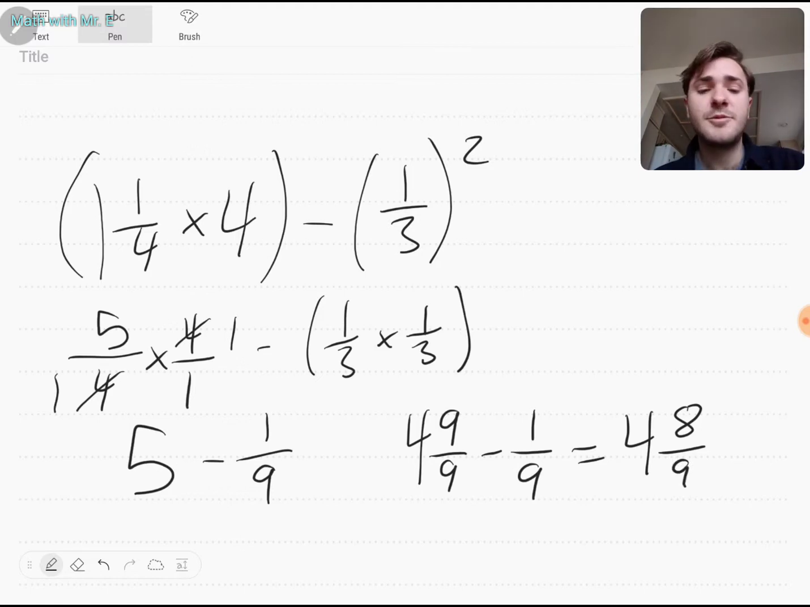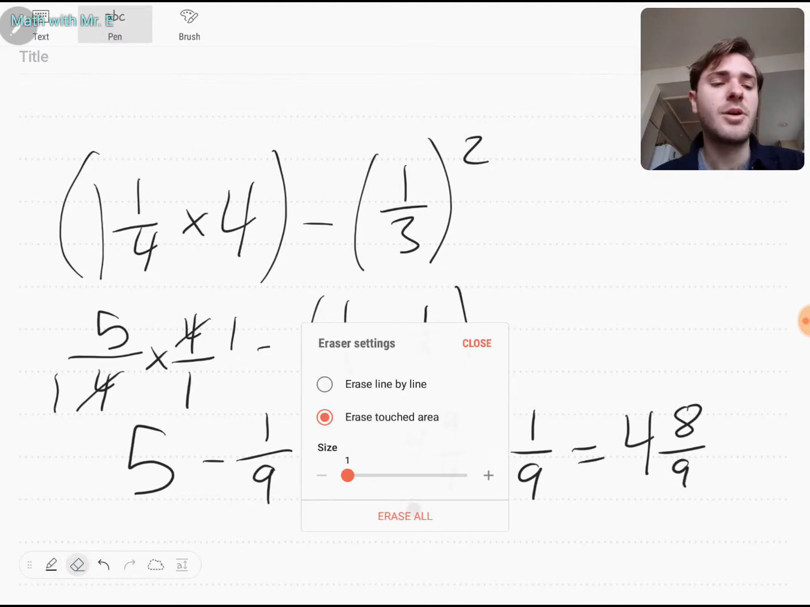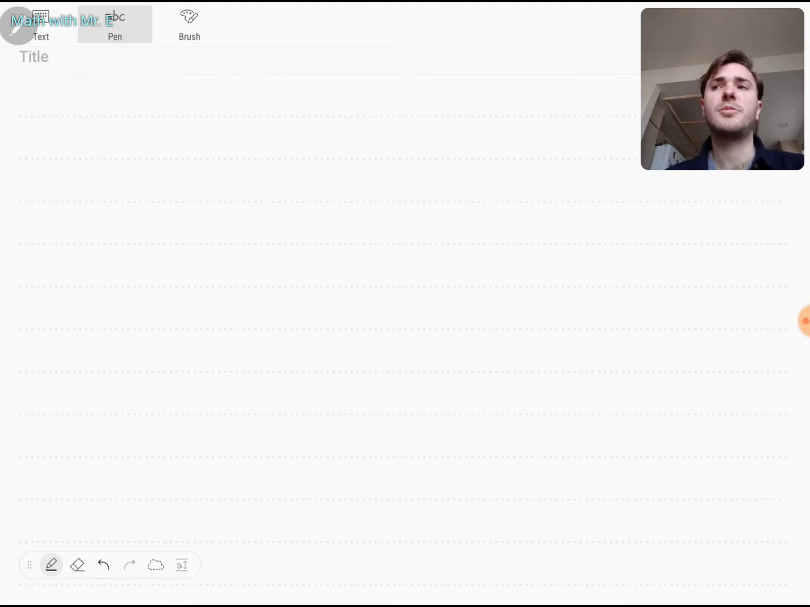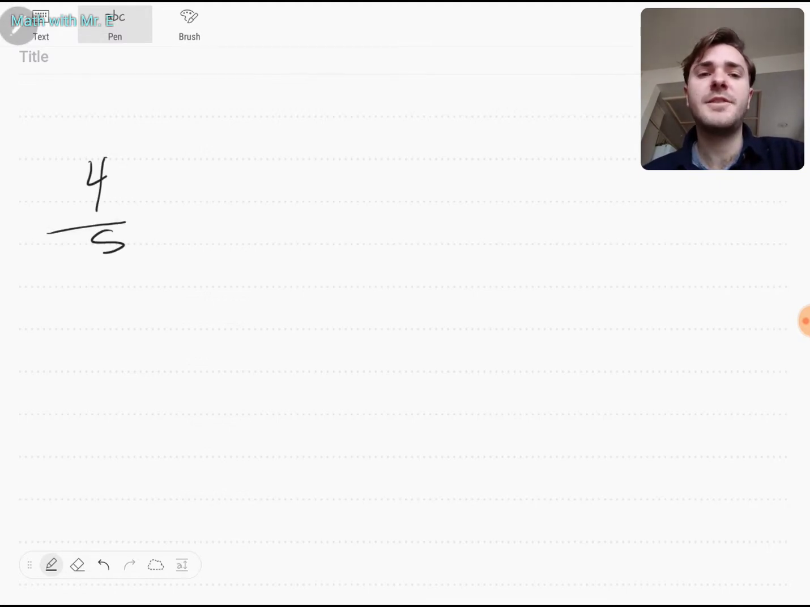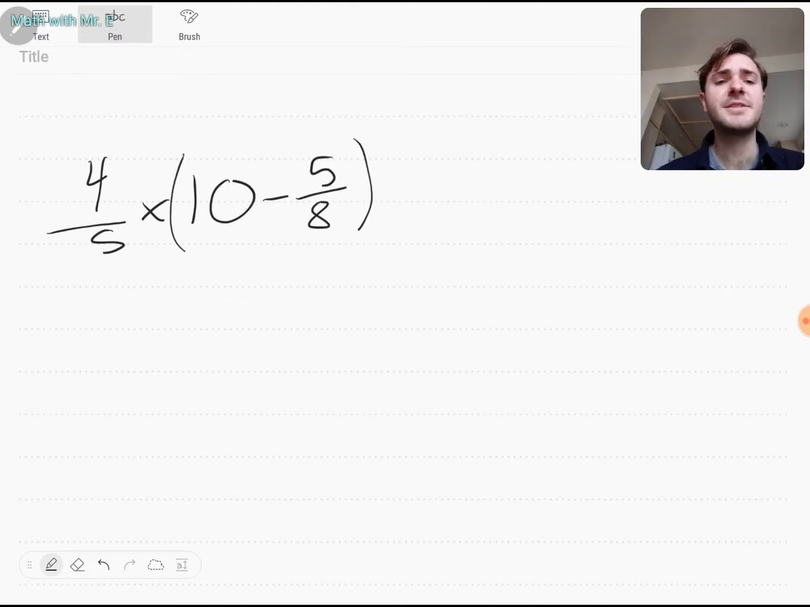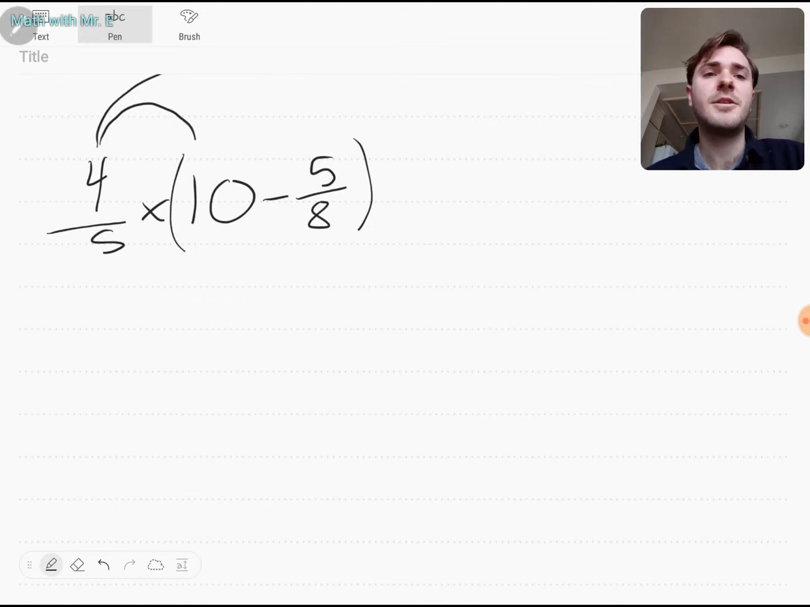Alright, now, it's also possible for us to use the distributive property when we are doing problems like this. So we've done the distributive property with addition before, but we can also do it with subtraction. So I'll give you an example of that. So here we've got 4/5 times 10 minus 5/8. And we could go ahead and solve this how it is. We could do 10 minus 5/8 and then multiply that by 4/5. Or we could use our distributive property and do 4 times 10 minus 4 times 5/8.